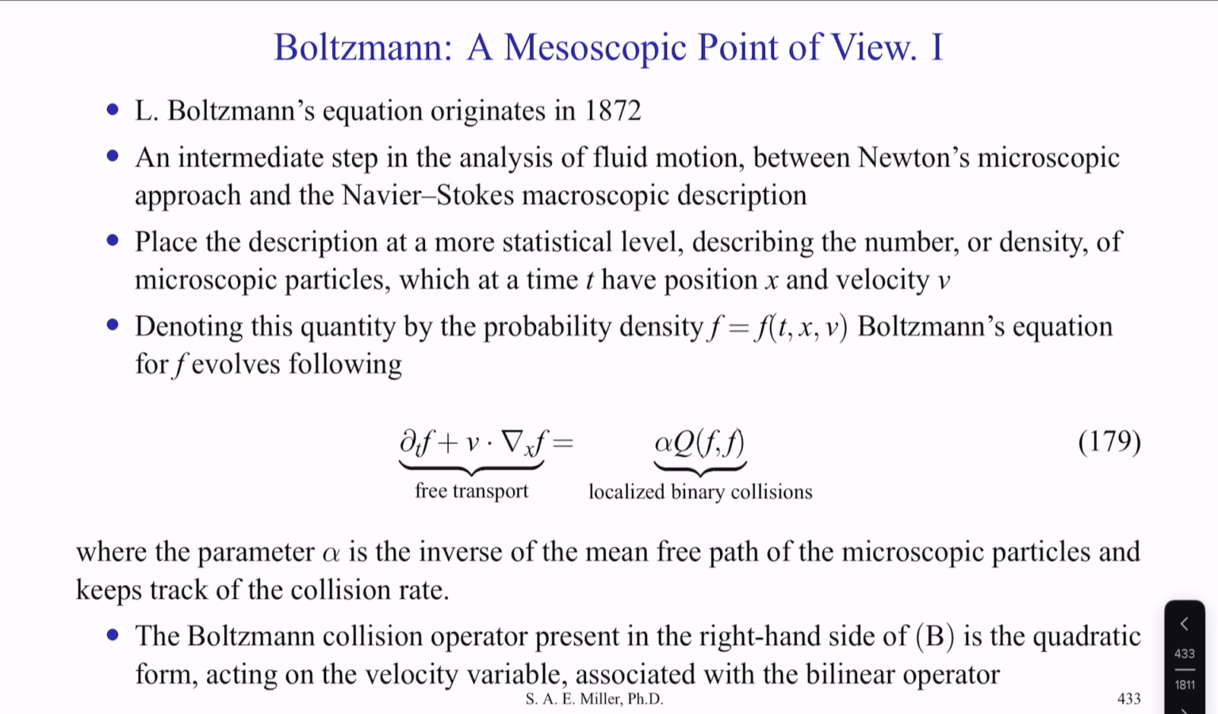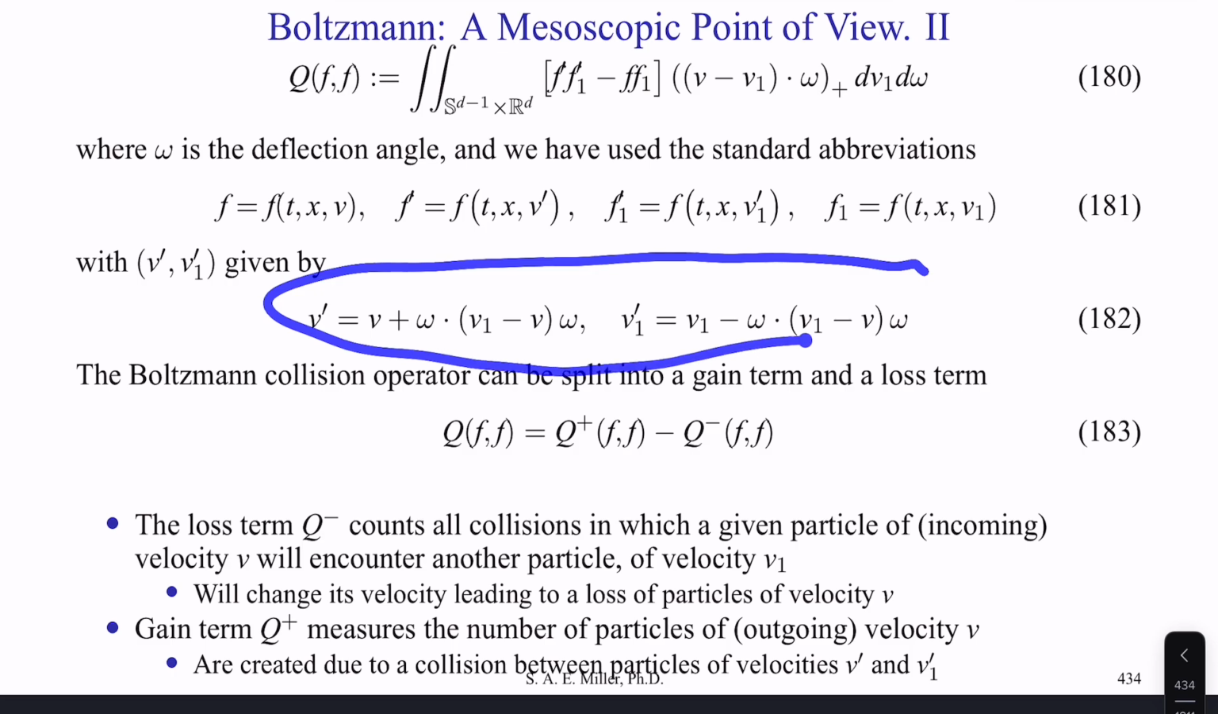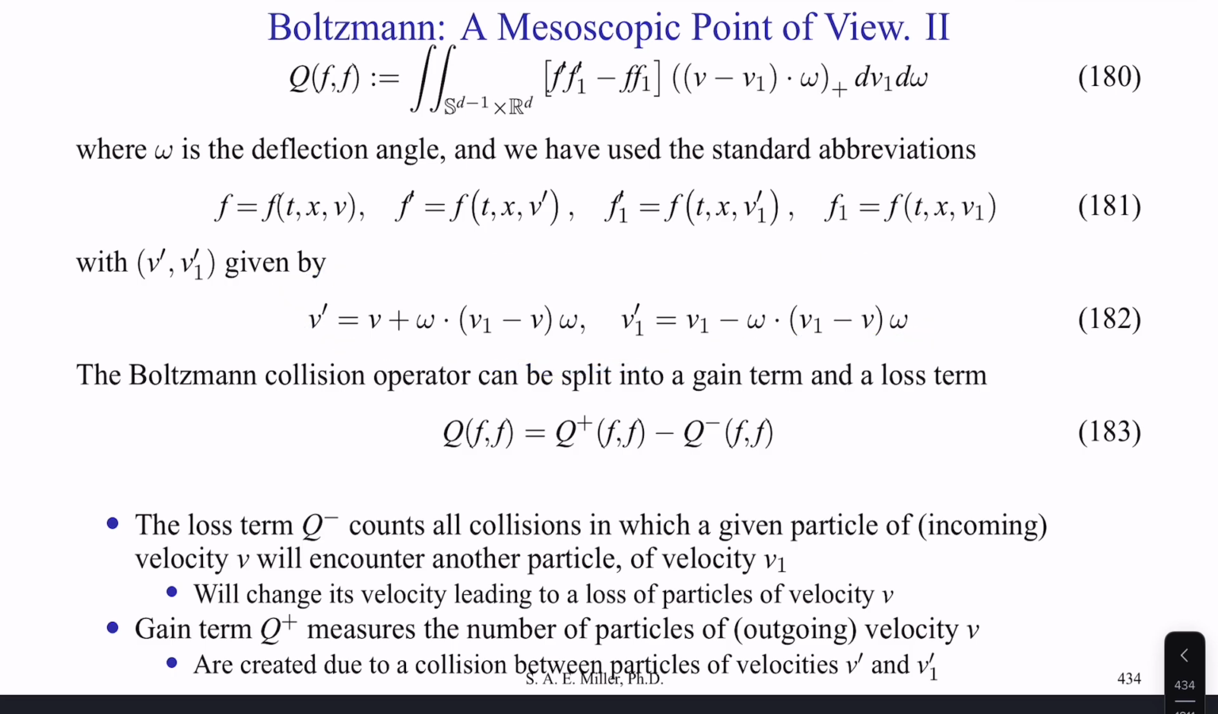This collision operator, or the Boltzmann collision operator, on the right-hand side of 179 is a quadratic form, and it acts on the velocity variable, associated with the bilinear operator. Here, omega is a deflection angle, and we've used the standard abbreviations here for 181 from the Boltzmann equation. V prime 1 can be written this way with respect to omega. The collision operator can be split into a gain term and a loss term, as in 183.